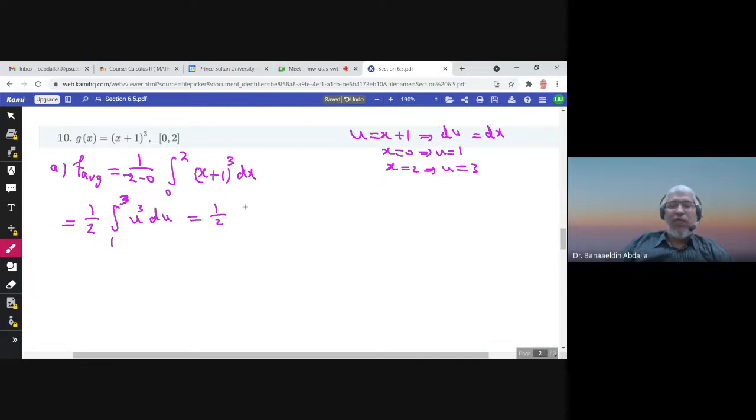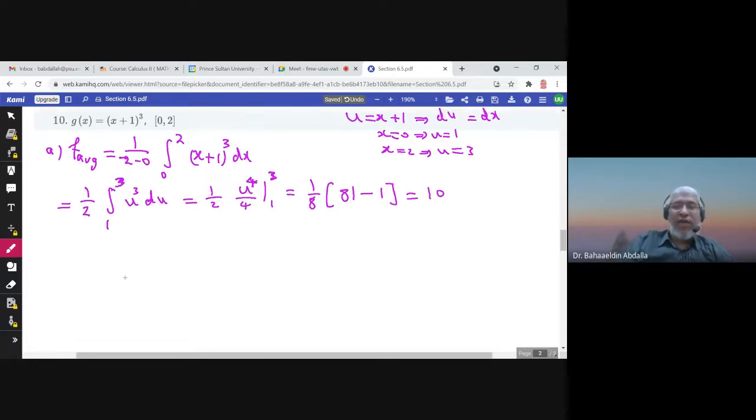The integral of u to the power 3 is u to the power 4 over 4 from 1 to 3. So I have 1 over 2 times 4, which is 1 over 8. And u to the power 4, replace it by 3, so 3 to the power 4, which is 81. 1 to the power 4 is 1. So 80 over 8, that's 10. So the average value of this function in this interval is 10.